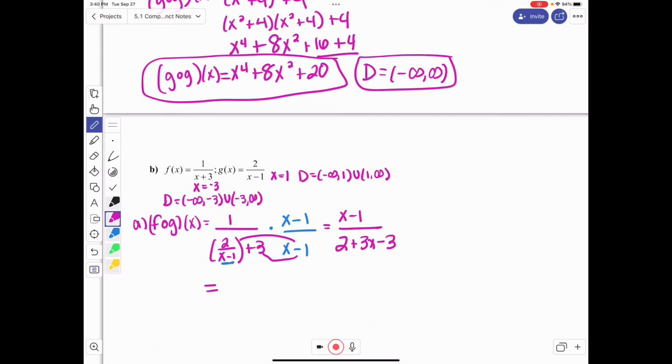And then what I need to do here is simplify my denominator. So I get 3X, and then 2 minus 3 is negative 1. So this is my composite function.